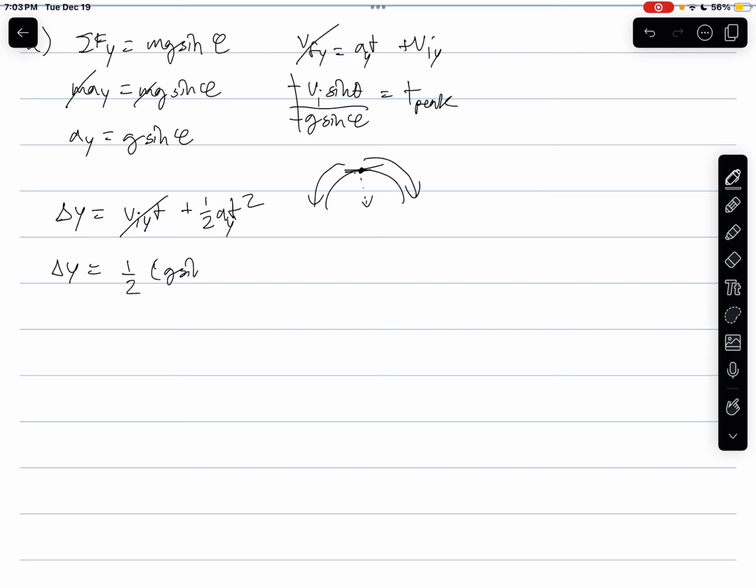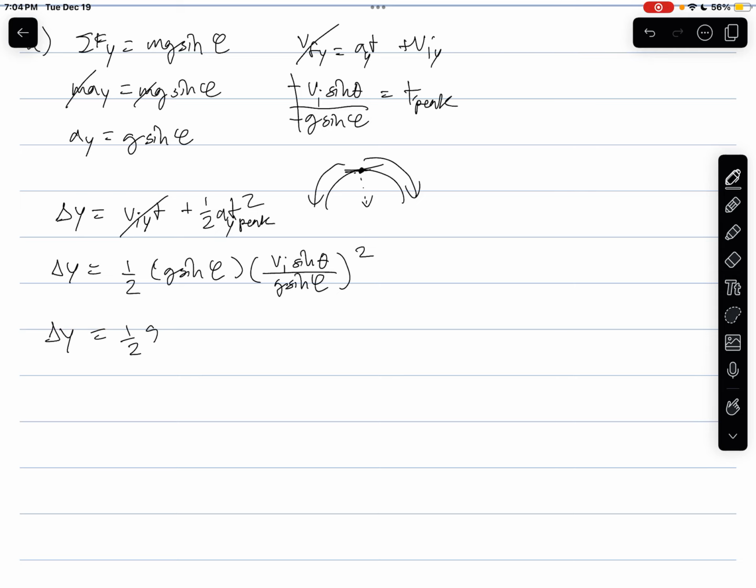Okay, a_y is going to be g sine of theta 2. And then this is going to be t peak because, like I said before, it takes t peak seconds to reach the maximum height. Okay, let's stay on track. So 1/2 g sine of theta 2, and then for t peak I plug in v_i sine of theta over g sine of theta 2, squared.